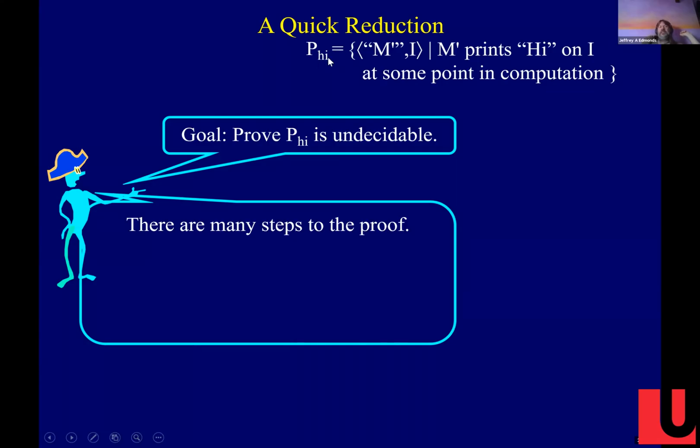So let's consider a computational problem. Let's call it P sub high. The input to it is a Turing machine, the description of a Turing machine, and an input. And the answer is yes if, when you run that Turing machine on that input, at some point during the computation, it outputs the word high. All right, so that's a computational problem, right? And the goal is to prove that this problem is undecidable. The goal is to prove that there's no algorithm which can always get the right answer to this problem, right?